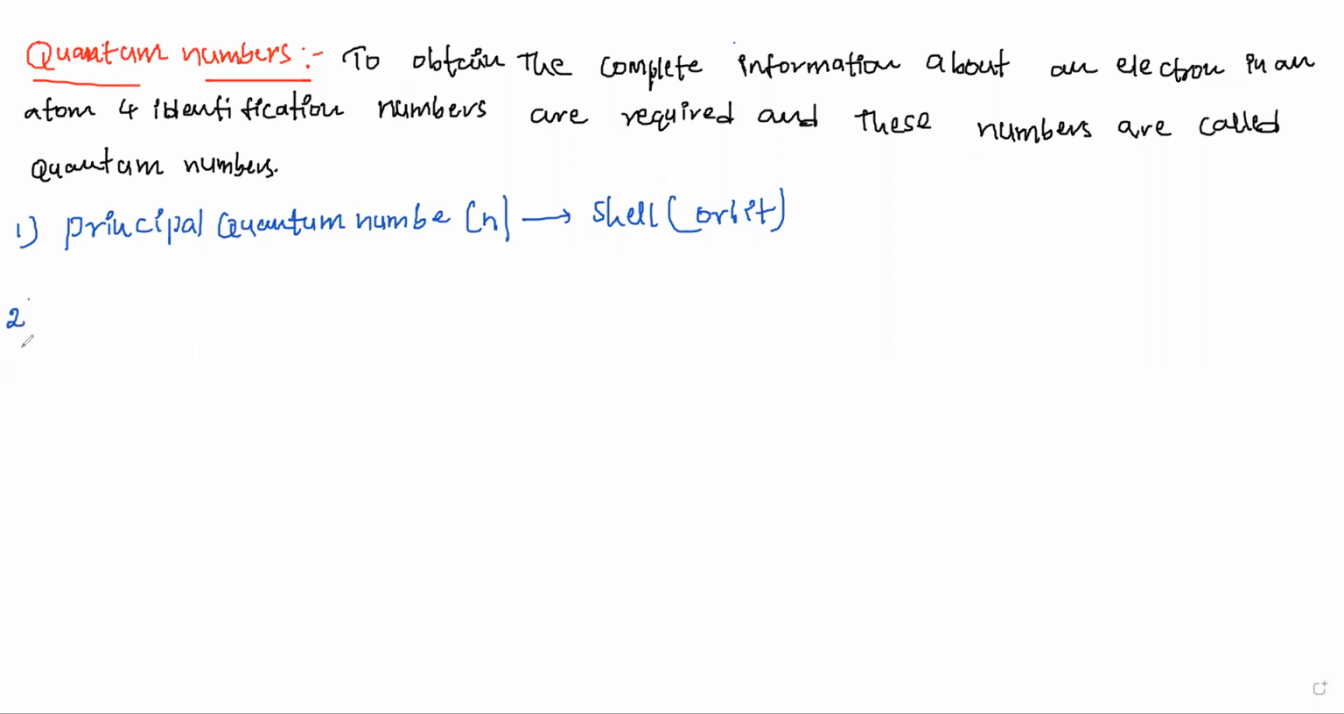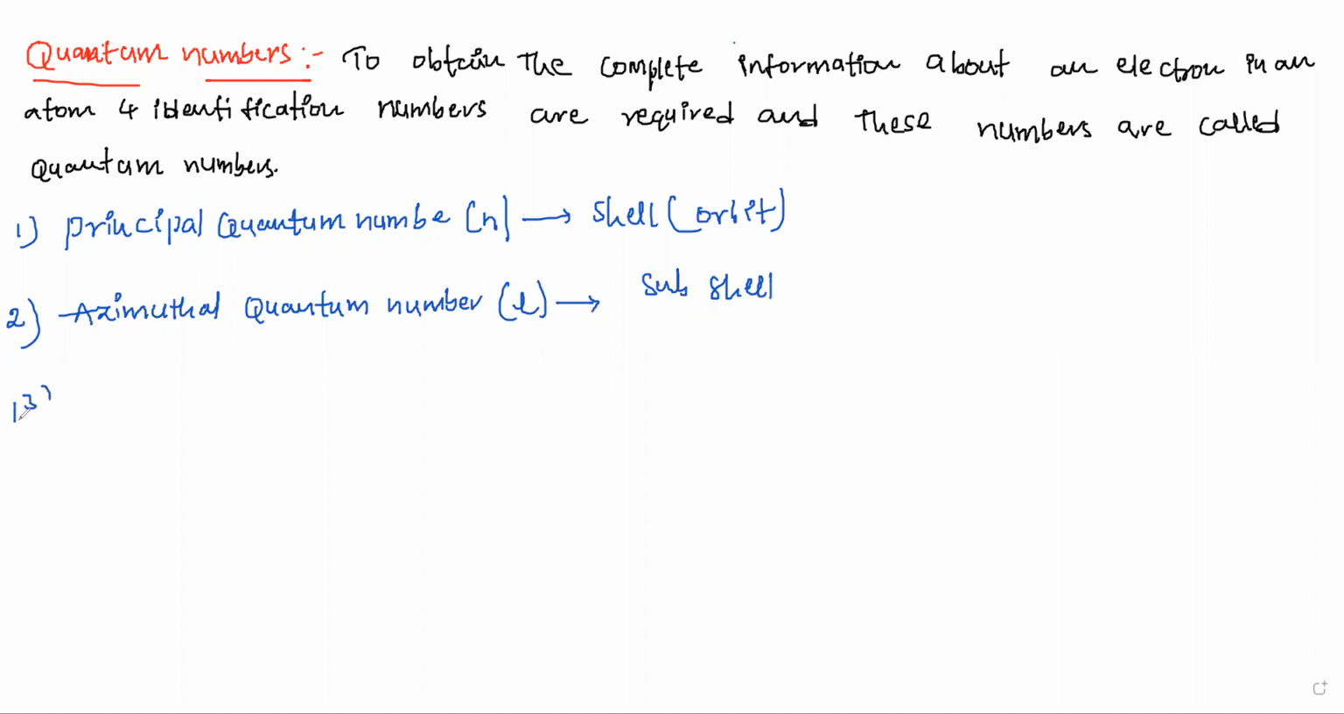And the second quantum number is the azimuthal quantum number. This is represented by small l, and it tells about the subshell.